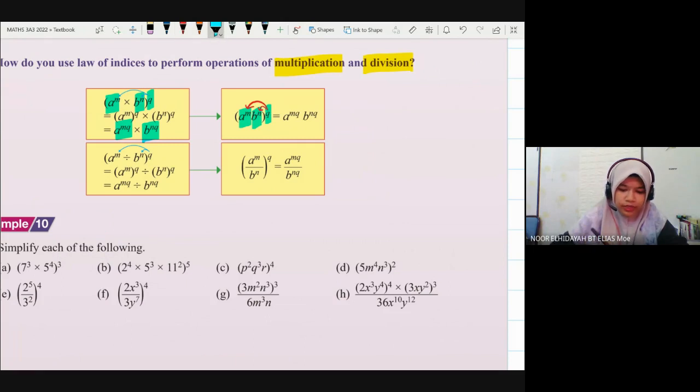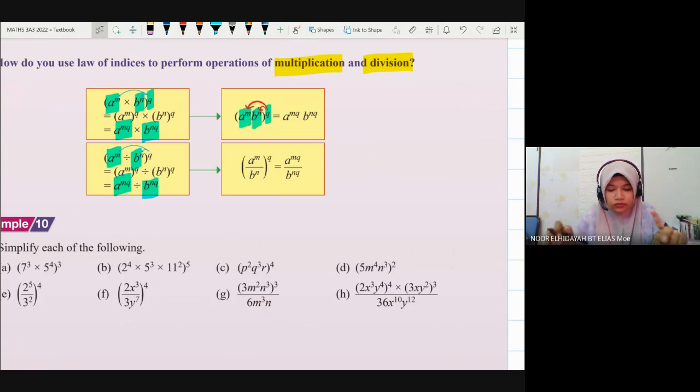Here you have a to the power of m divided by b to the power of n, power of q. So you expand, the index m you have multiplied with the q. So a to the power of mq divided by b to the power of n multiplied with power of q. Right? So b to the power of nq.